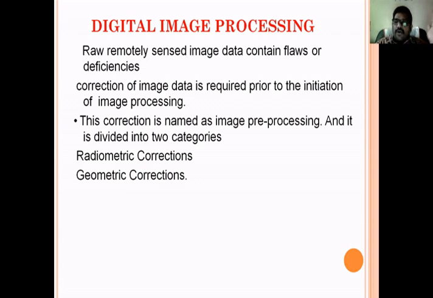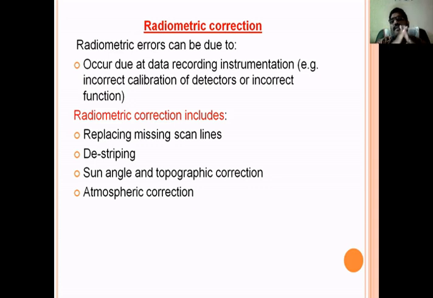The whole concept of image pre-processing has been divided into two categories. One is radiometric corrections and another one is geometric corrections. What is radiometric correction here, and how are we going to correct the image? We are going to process the image here. Before that, what type of flaws are we going to correct?